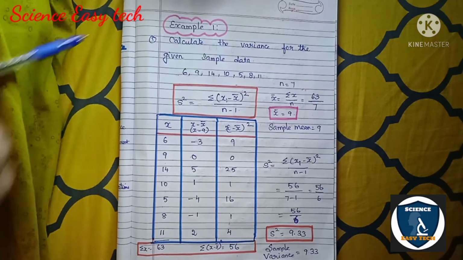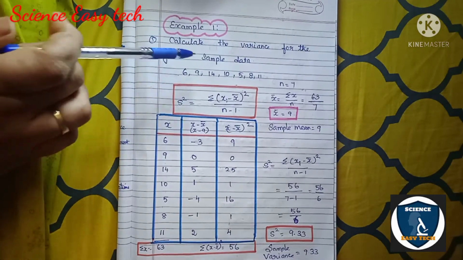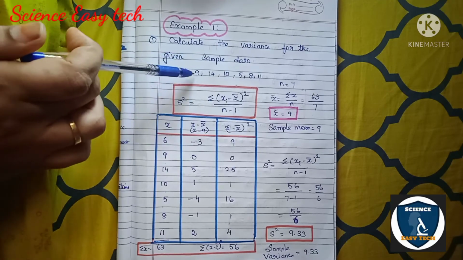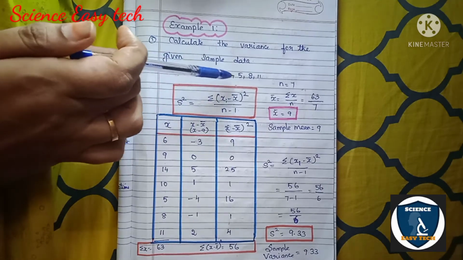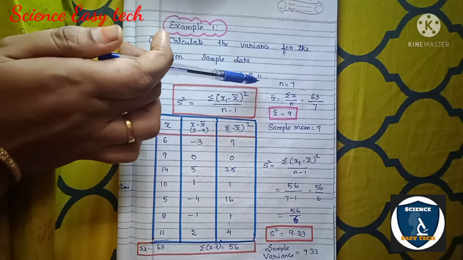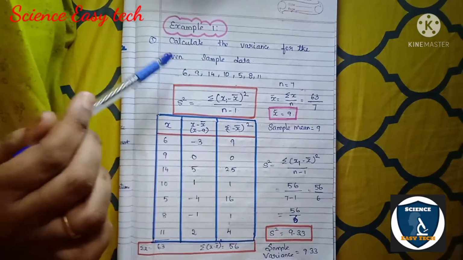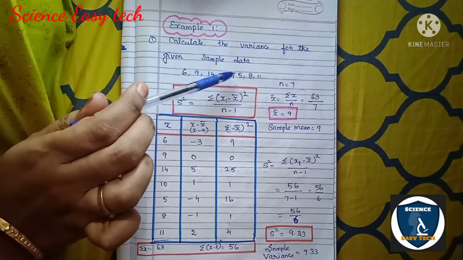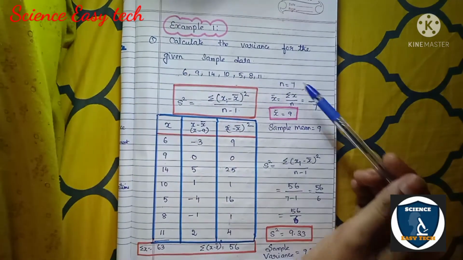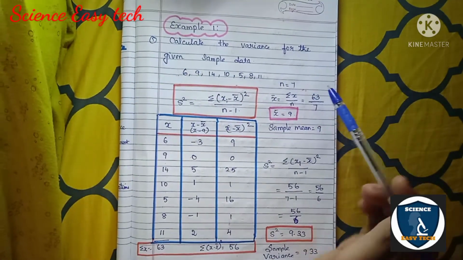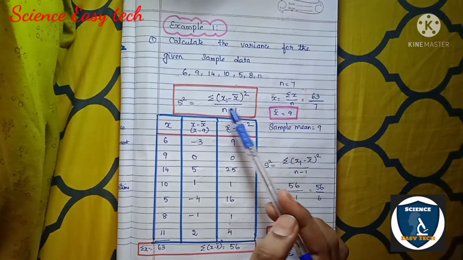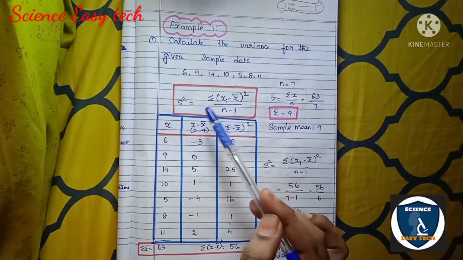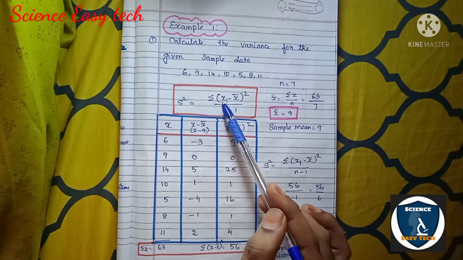They have asked to calculate the variance for the given sample data, that is 6, 9, 14, 10, 5, 8, 11. So how many items have they given? 1, 2, 3, 4, 5, 6, 7. So your n is equal to 7. Now what you have to find out is the sample variance.